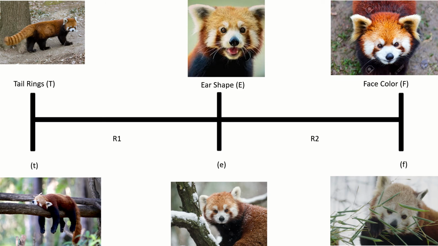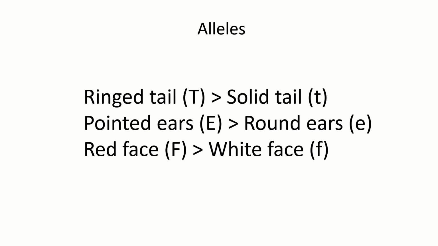Here we have a potential genetic map for the phenotypes of tail rings, ear shape, and face color in the red panda. Our alleles show us that a ringed tail is dominant to solid tail, pointed ears are dominant to round ears, and a red face is dominant to white face.